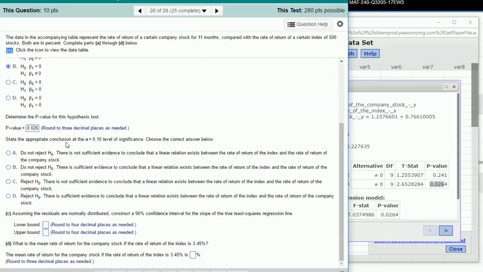State the appropriate conclusion. That's pretty small. It's smaller than 0.10. We reject the null hypothesis. There is sufficient evidence to conclude that a linear relation exists between the rate of return of the index and the rate of return of the company stock.